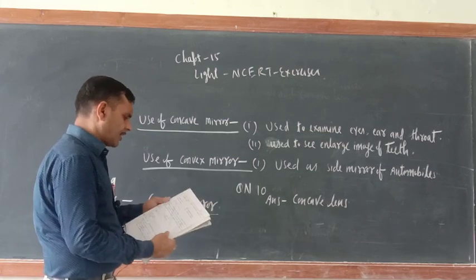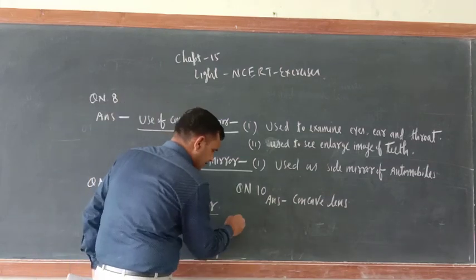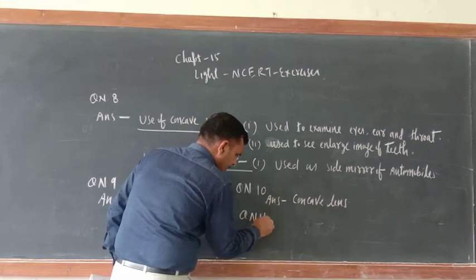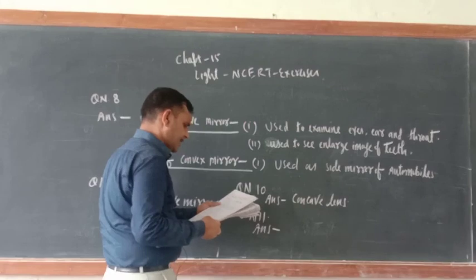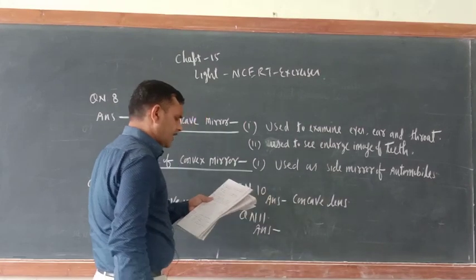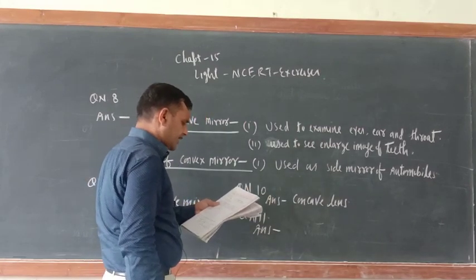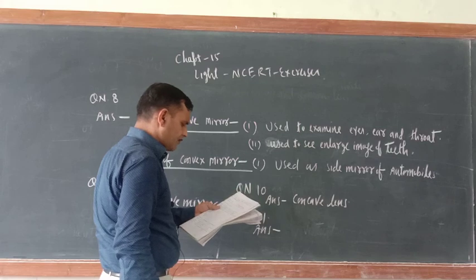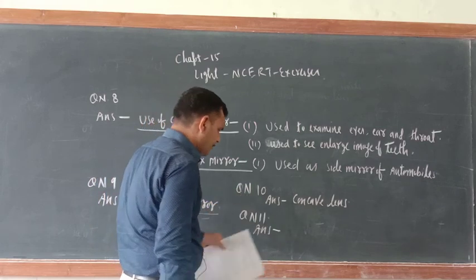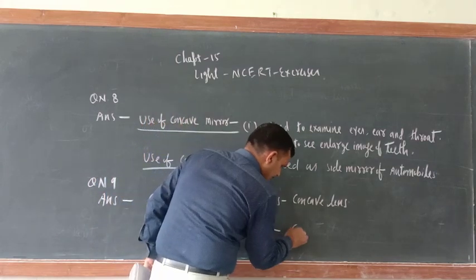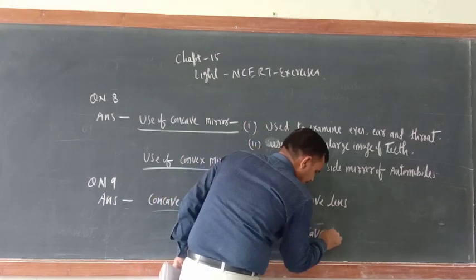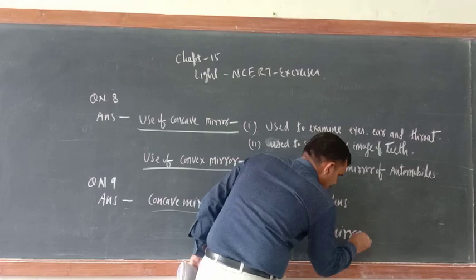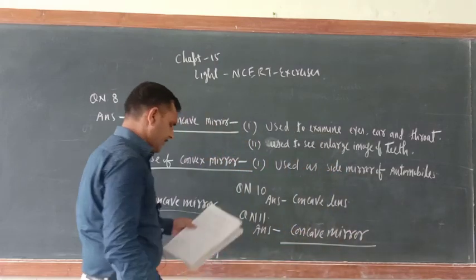Now question number 11. What is the question number 11? Just see. A virtual image larger than the object can be produced by a concave mirror. Concave mirror. These are one word answers. Concave mirror.